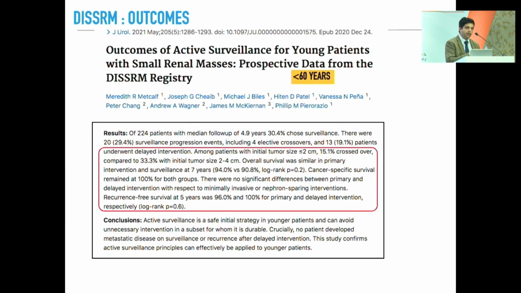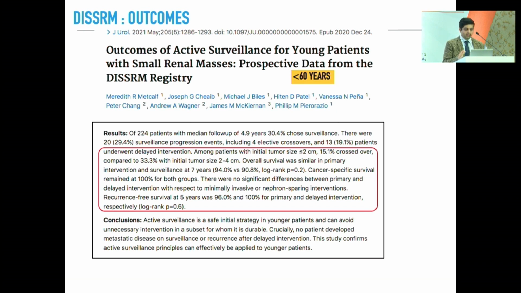So what did the DISRM registry find? They published this in 2021. They published data of patients who were less than 60 years, and there were 224 patients, and they did a 7-year follow-up. They found that among the patients in whom the initial tumor size was less than or equal to 2 centimeters, there was a 15% crossover rate from active surveillance to intervention, whereas when it was between 2 to 4 centimeters, it was around 1/3 of the patients.